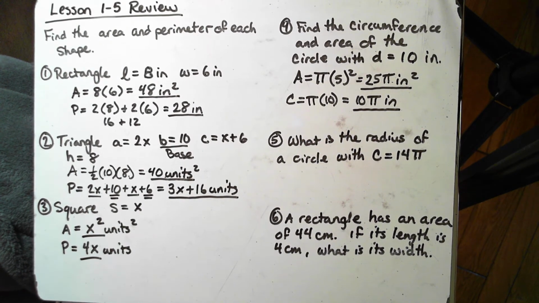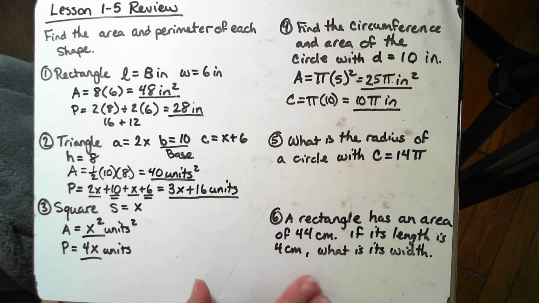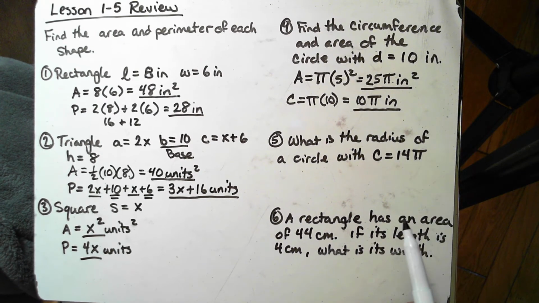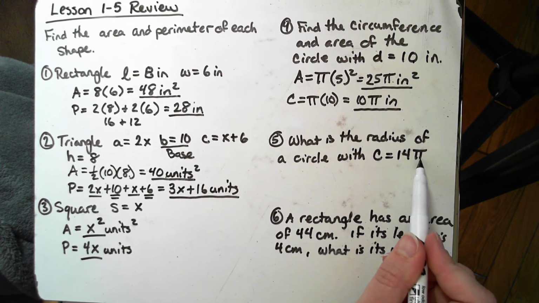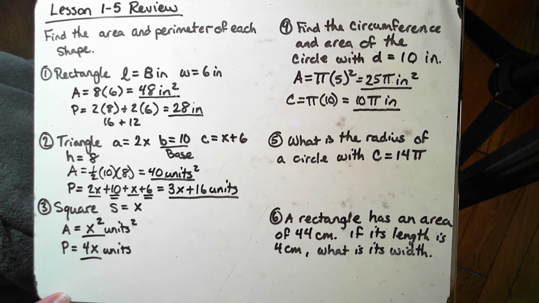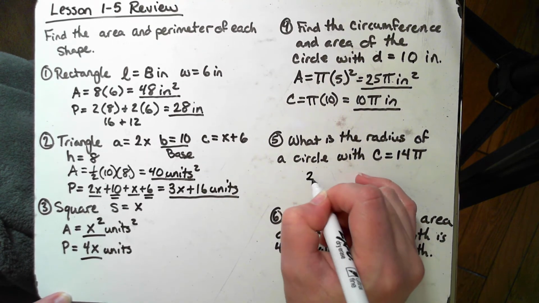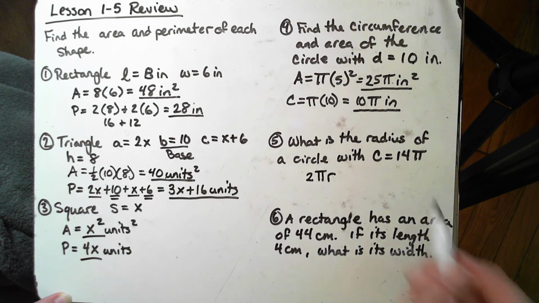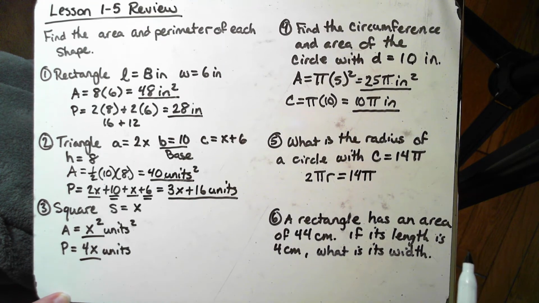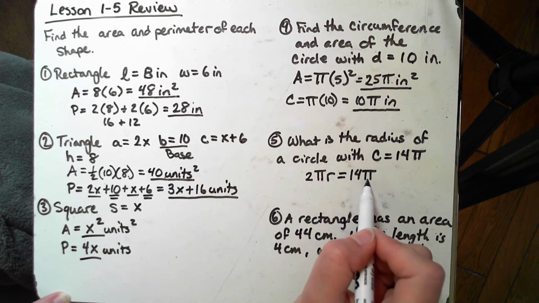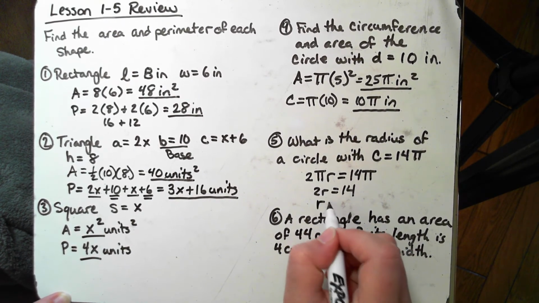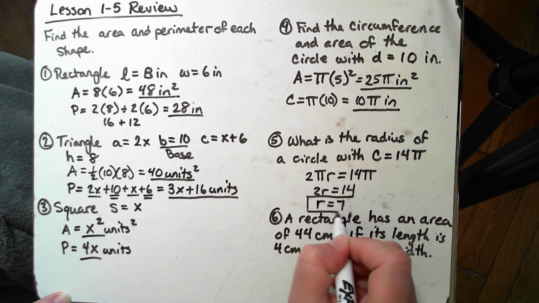Okay, after we went over those formulas, we then had some challenge questions where they gave us a measurement and we had to solve for a side length or something like that. In this case, they told us the circumference is 14 pi and they want to know the radius of the circle. So I'm going to pull out the formula for the circumference of a circle, which is 2 times pi times the radius, and make it equal the measurement they gave. Now I'm going to solve for the variable. I divide by pi to get 2r equals 14, and then I divide by 2 to get r equals 7. So the radius is 7.